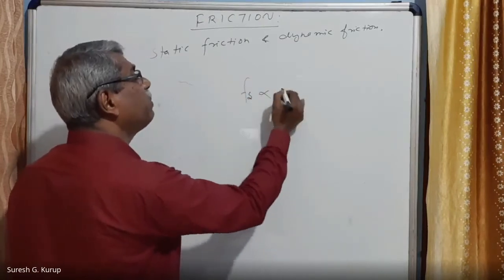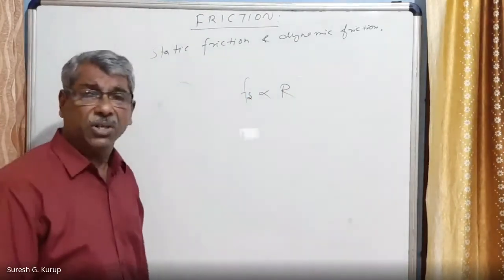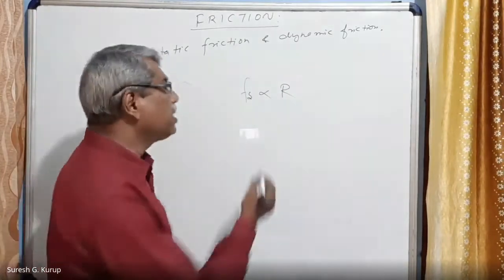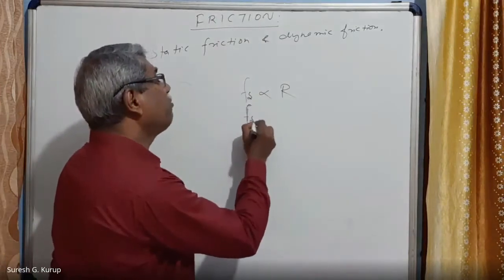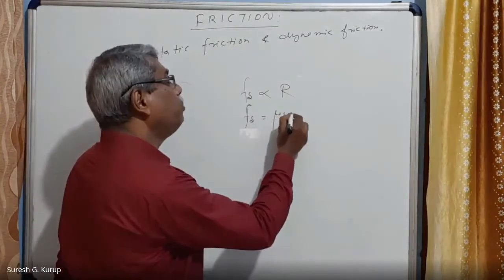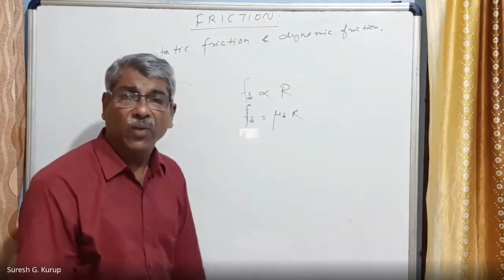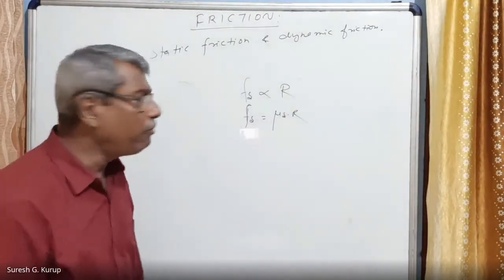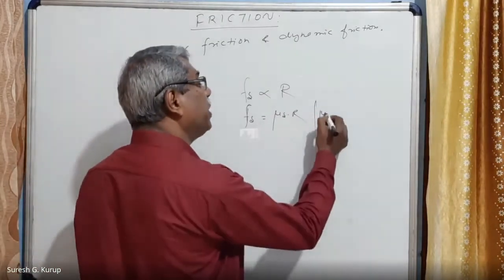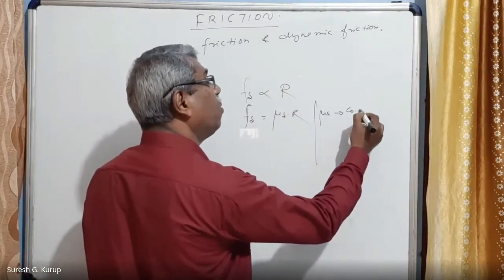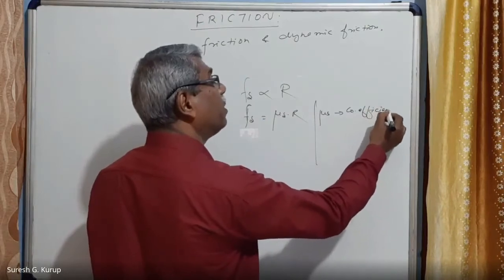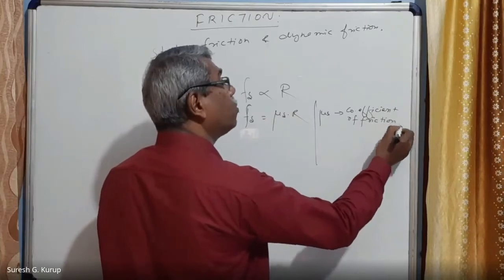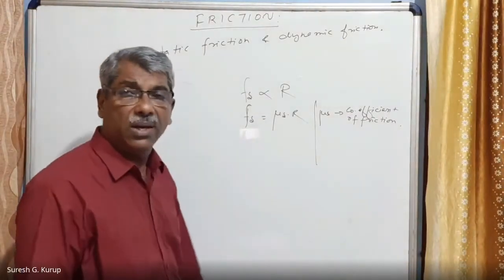Fs is directly proportional to the normal reaction. If one quantity is proportional to the other, then we can say that Fs is equal to a constant, mu s, into R, where mu s is a constant of proportionality called the coefficient of friction.